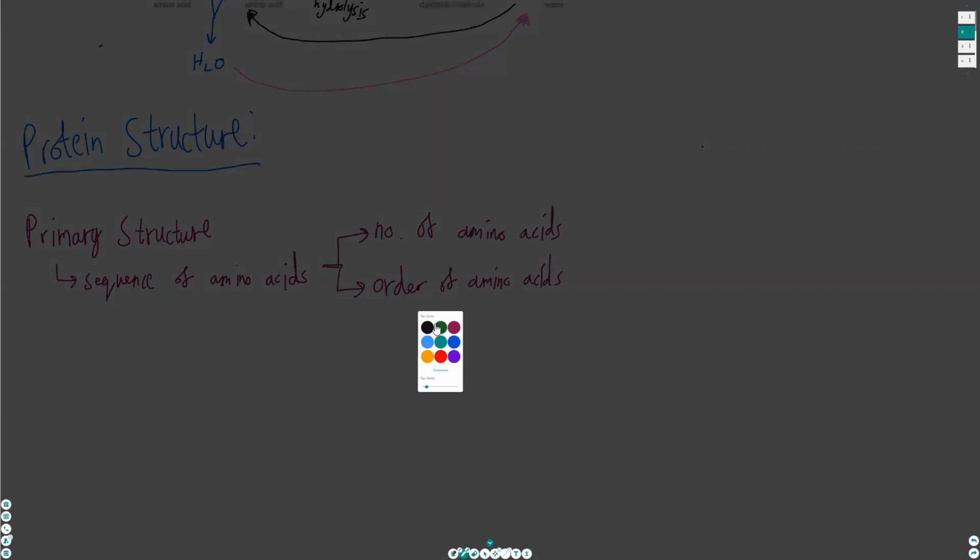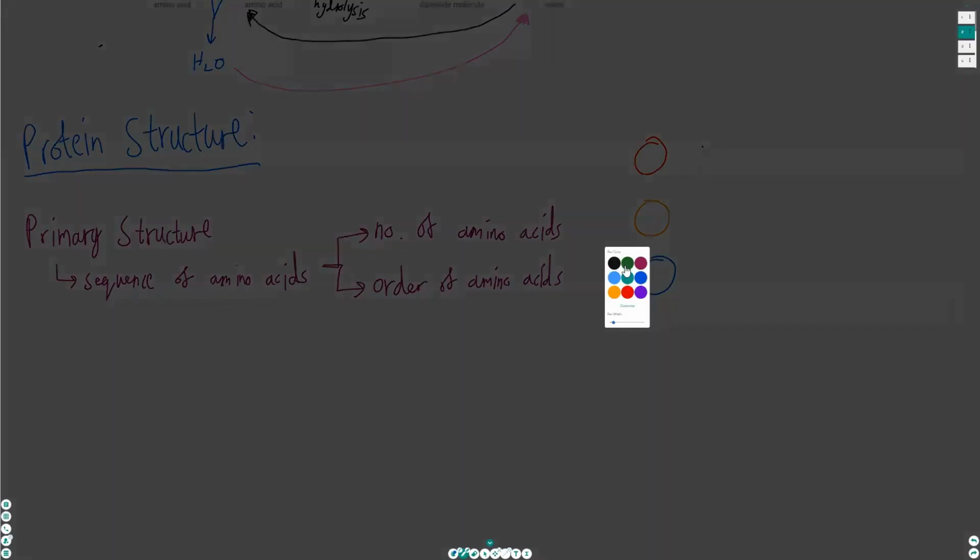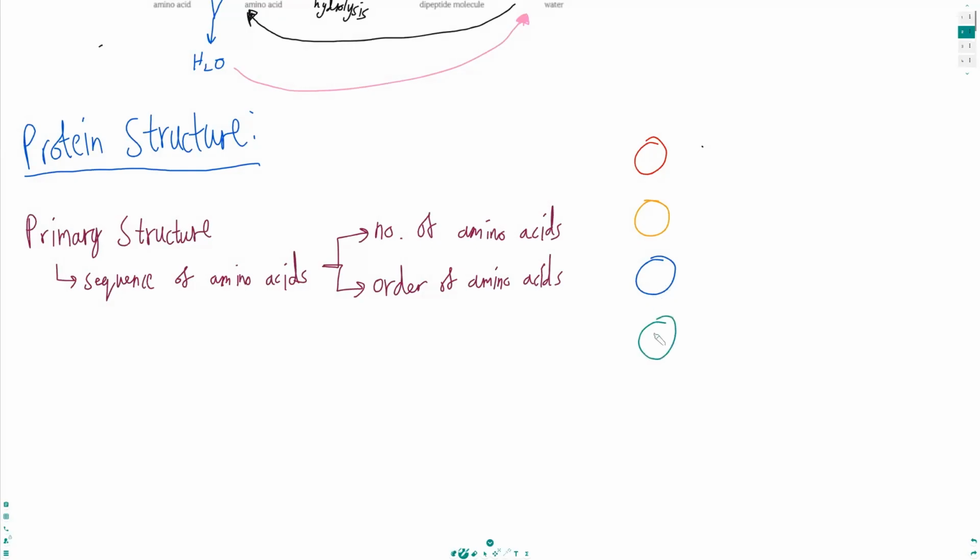So here we have different proteins. I'm going to use red. Here we have the different amino acids being bonded together. These circles here are different amino acids being held together by peptide bonds, and this is what we term the primary structure.